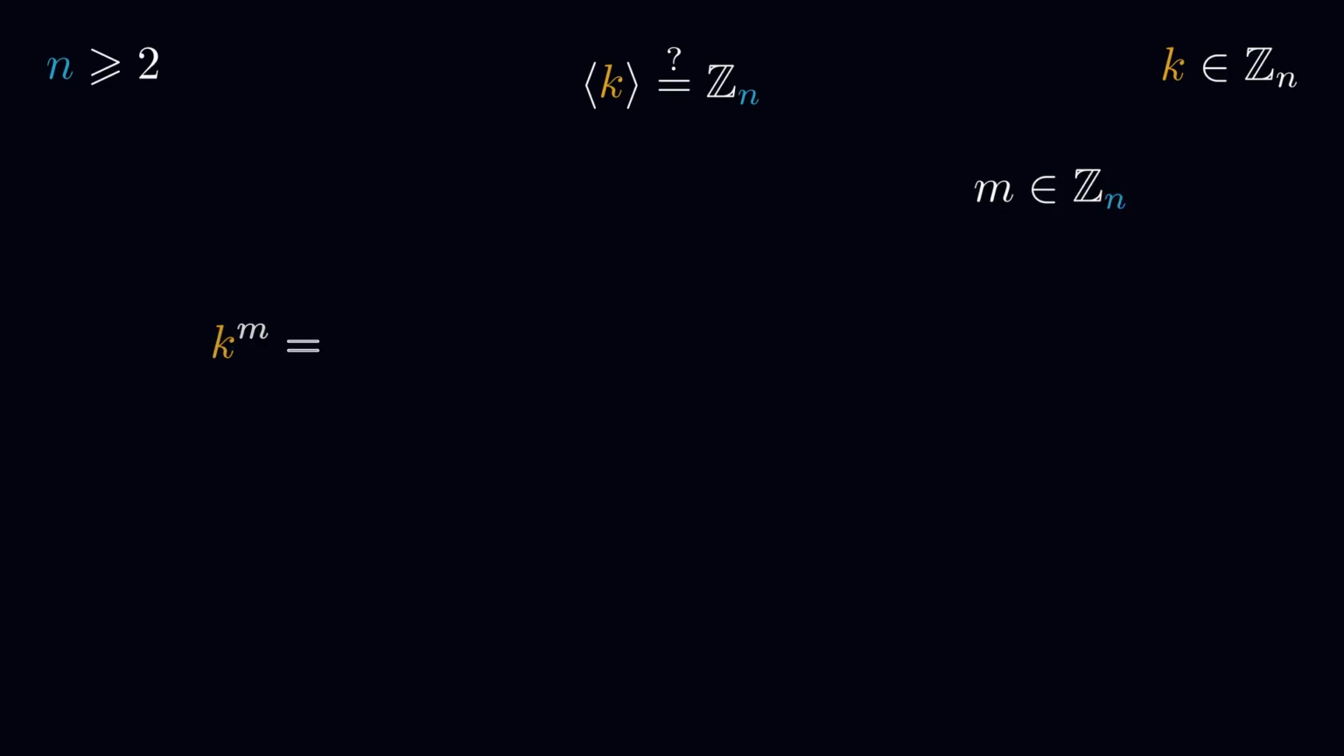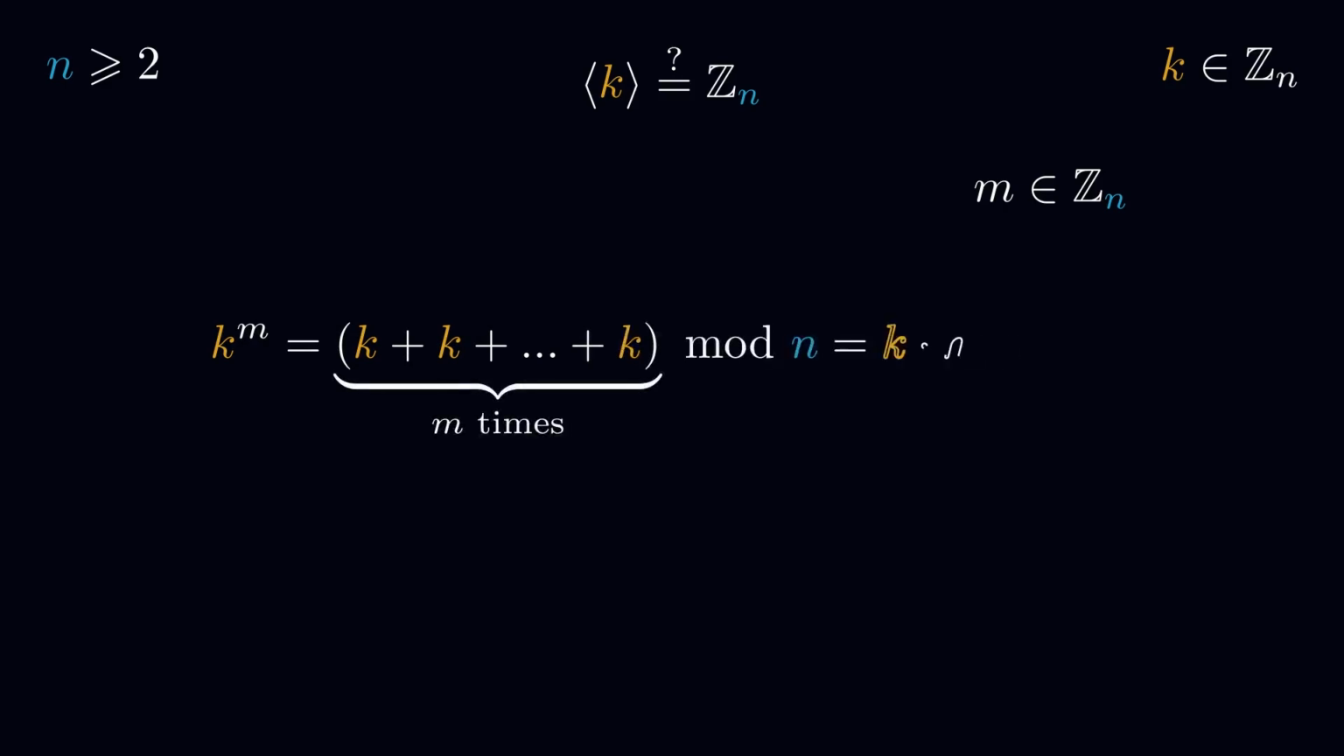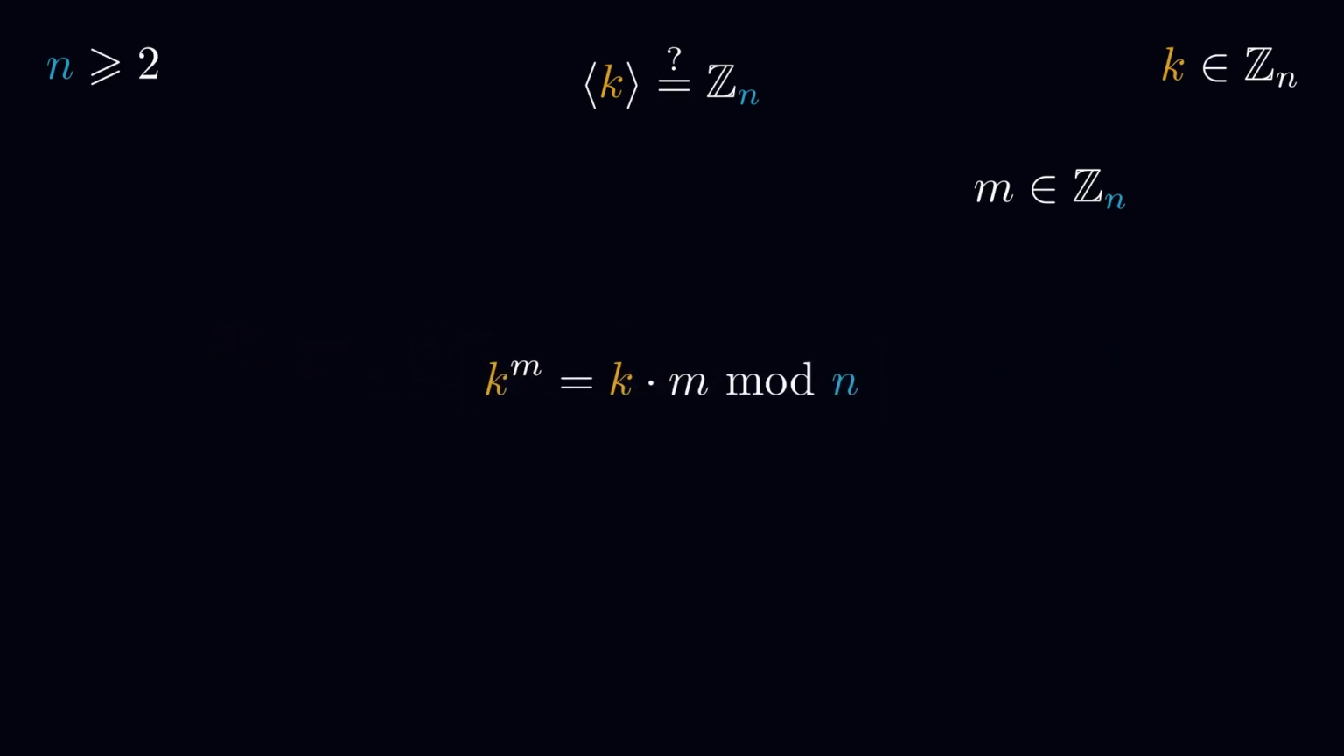Okay, finally we should start solving the task. Let's assume n is greater or equal to 2. Case when n equals 1 is boring, because En contains only one element, which is 1. Now we take k from Zn and ask whether k is Zn's generator. This time, let's take m from Zn. Then, raise k to the power of m, which translates to adding k to itself m times. Afterwards, calculate modulo n. In other words, it is k times m modulo n.